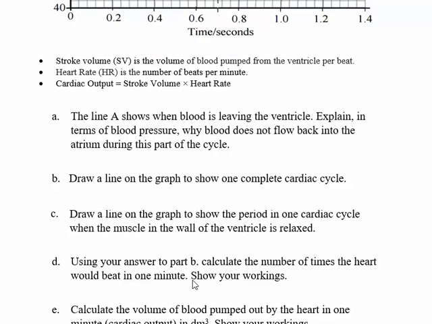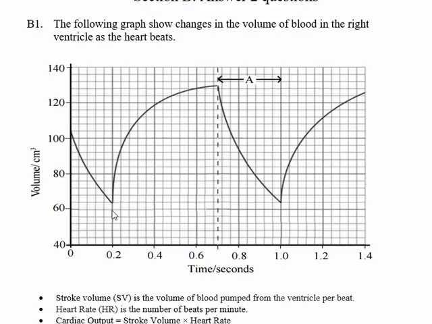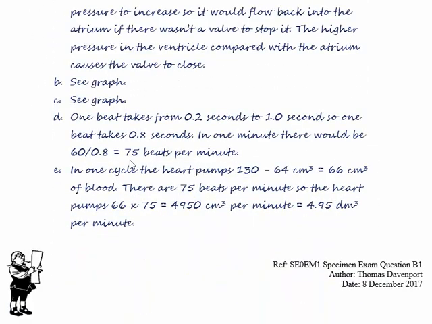Using your answer to part B, calculate the number of times the heart would beat in 1 minute. One heartbeat goes from here to here. That's to say from 0.2 of a second to 1 second. If the heart were beating once per second, we would have 60 beats in a minute. In this question, however, we've got 1 minus 0.2, so that's 0.8 of a second, so it's beating more quickly than 1 beat per second. So we divide 60, the number of seconds in a minute, by 0.8, which is the time for 1 beat, giving us an answer of 75 beats per minute.